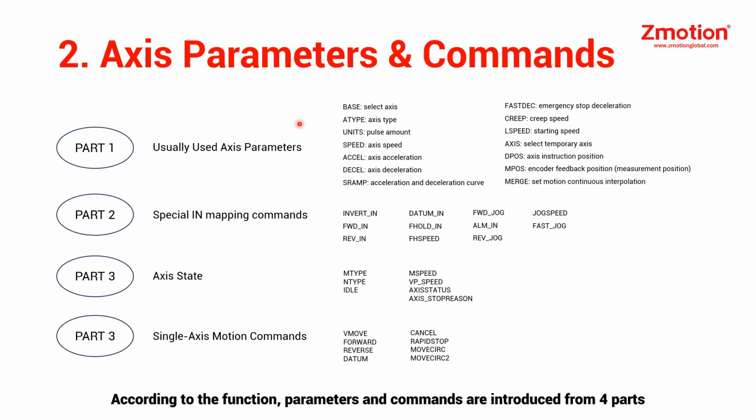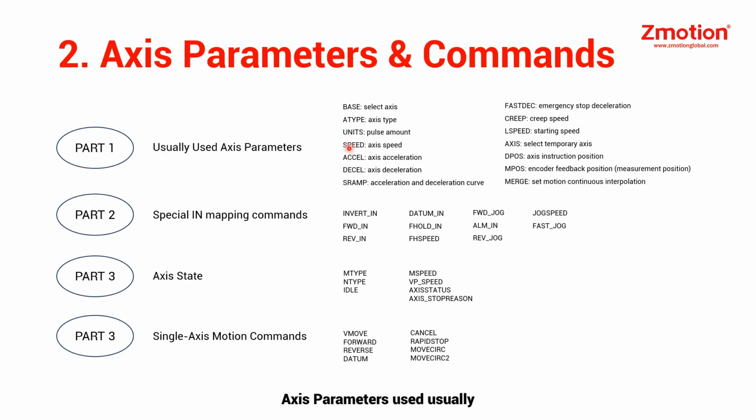According to the functions, parameters and commands are introduced in 4 parts: axis parameters usually used, special input maps related to axis, axis state checking, and single-axis motion commands. Here, let's see the first part, axis parameters. It can be seen there are some, and they should be configured in initialization.